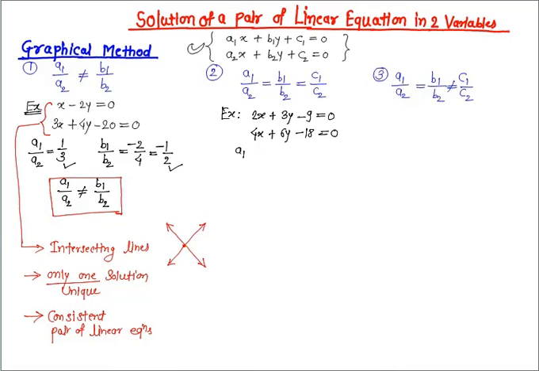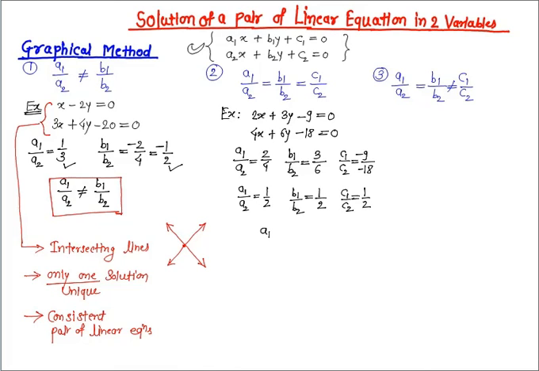We get a1 by a2 equals to 2 by 4. We get b1 by b2, that are coefficients of y, that is 3 by 6. And we get c1 by c2 equals to minus 9 by minus 18. So we get a1 by a2 is half. We get b1 by b2 as half and c1 by c2 also 1 by 2. This is b1 by b2 and this is c1 by c2. So we got a1 by a2 equals to b1 by b2 equals to c1 by c2. We got this condition, right?